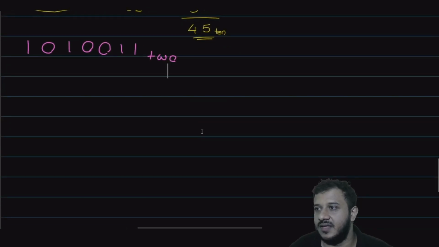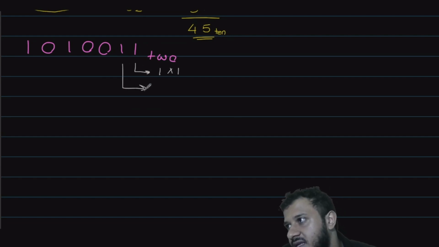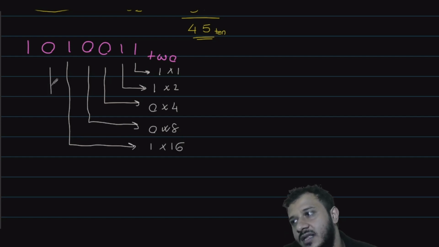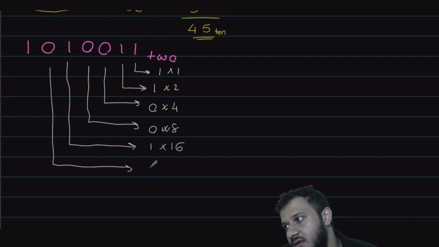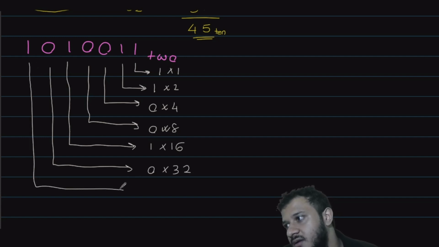Then the last one, which I gave you all to do, is going to be 1 times 1, then 1 times 2, then 0 times 4, and then 0 times 8, and then 1 times 16, and then 0 times 32, and then 1 times 64.